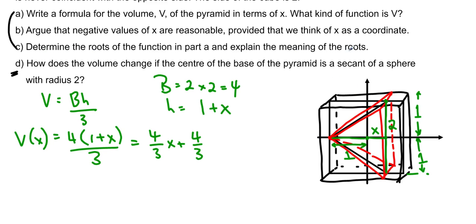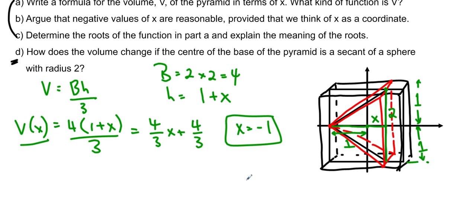Determine the roots of the function in part A and explain the meaning of the roots. So x is equal to -1 is the root of that, and that would mean that we had a volume of 0 for a pyramid. That's when volume is equal to 0, because we just have that 1 point, so that is the meaning of the root.